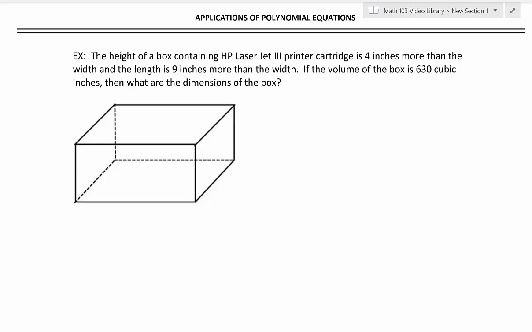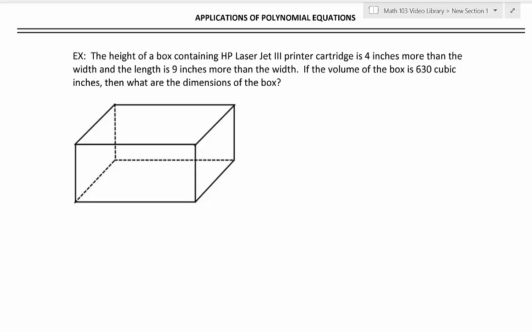This video discusses applications of polynomial equations. Our first example: the height of a box containing HP Laserjet 3 printer cartridges is 4 inches more than the width, and the length is 9 inches more than the width. If the volume of the box is 630 cubic inches, then what are the dimensions of the box?